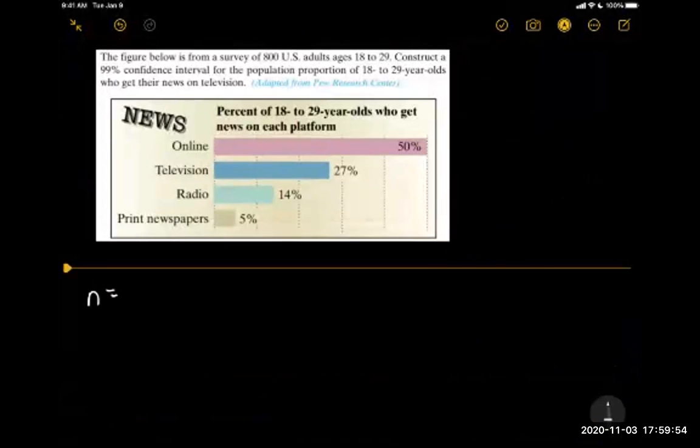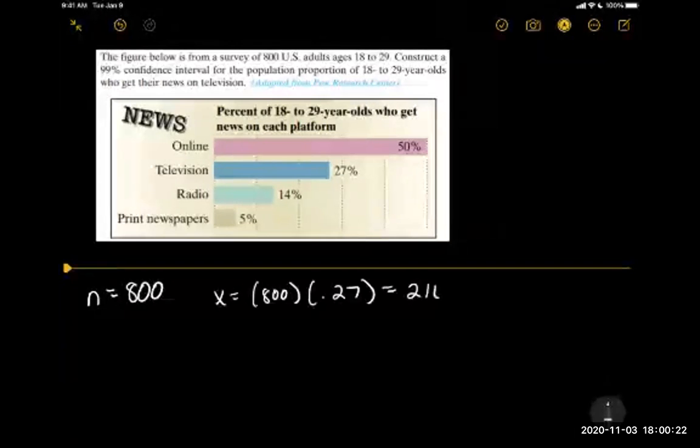And the next question is X, how many people said yes? This one actually requires me to do a little bit of math. I don't know how many people said yes. I know 27% said yes, but how many people is 27%? So I will take the 800 that I asked, and I will multiply by 27%. And 800 times 0.27 is 216. So the number of successes I have, or the number of people who said, yes, I get my news from the television, is 216.